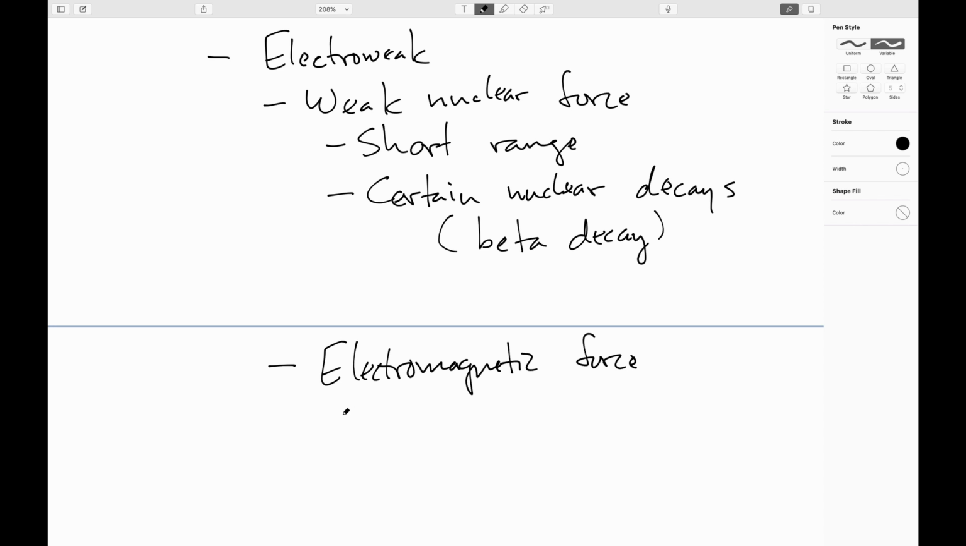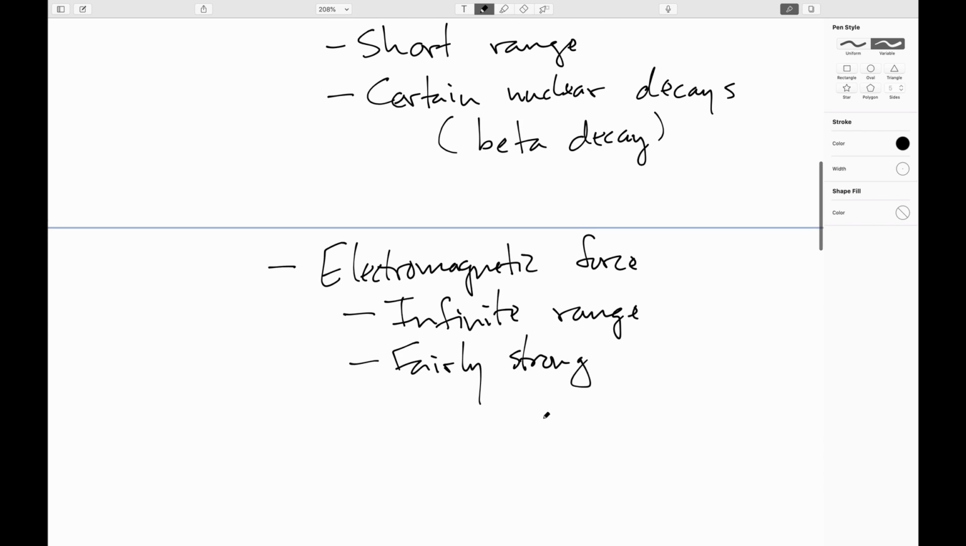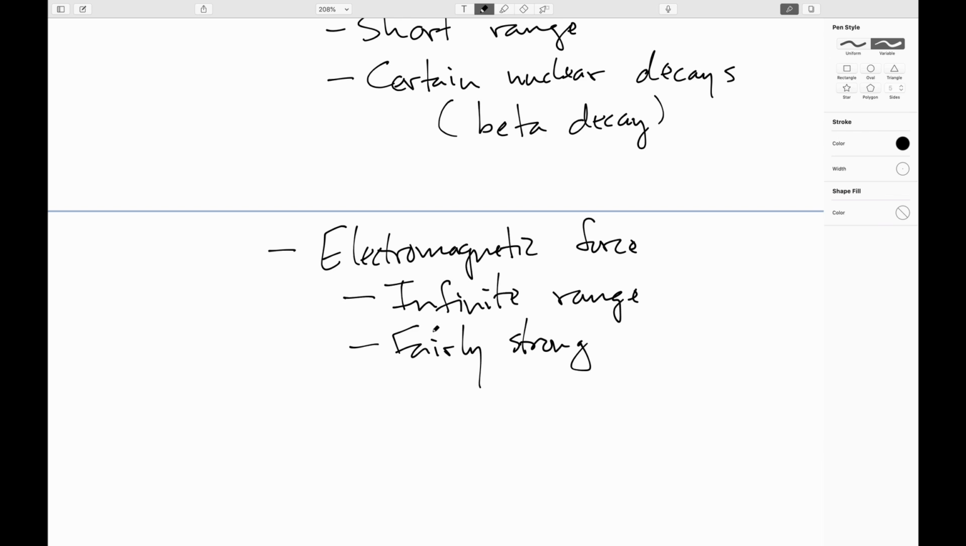And it has an infinite range. It's fairly strong. Still certainly vastly stronger than gravity. More on that in a second. It is significant over, I'd say, our medium scales.